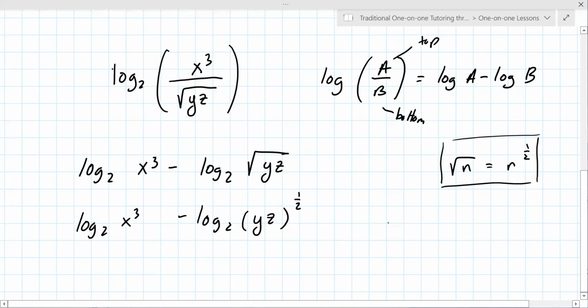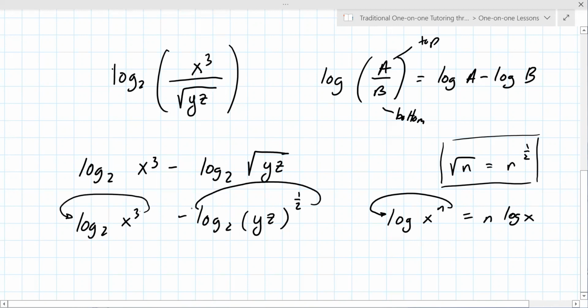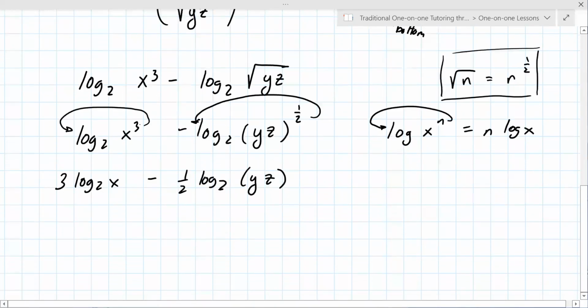So now we're going to use that property where if you have x to the n, that n comes out in front. This equals n log x. So that exponent in both cases is going to come out in front. So it's going to be 3 log base 2 of x minus 1/2 log base 2 of yz. Okay. But there's a bit more here because this yz right here is a product.